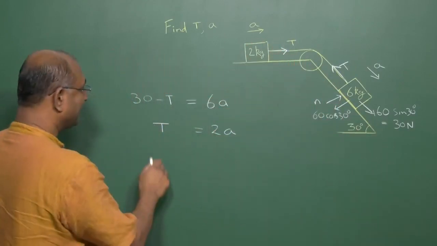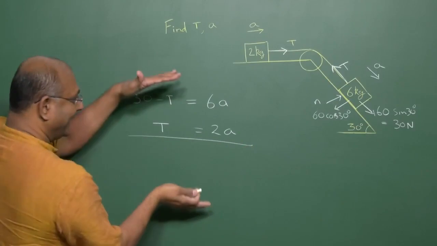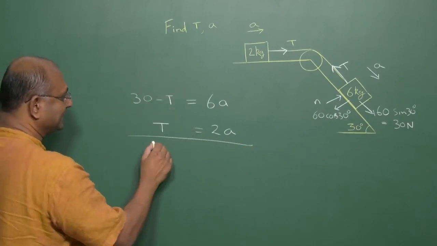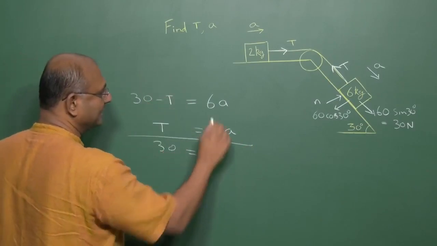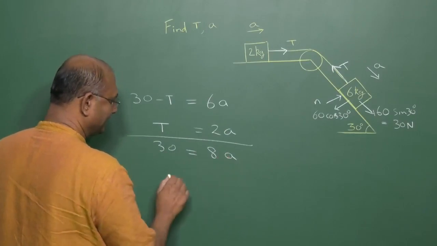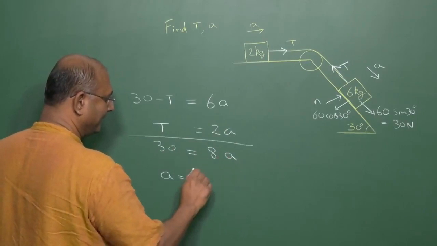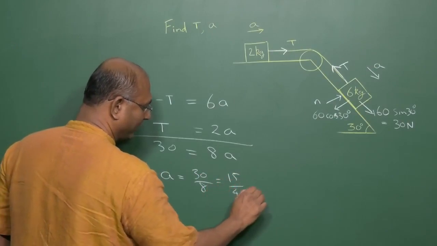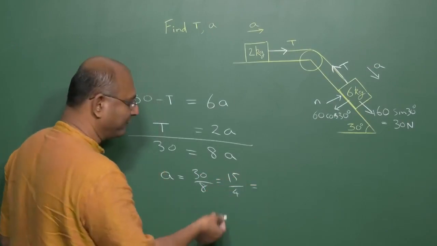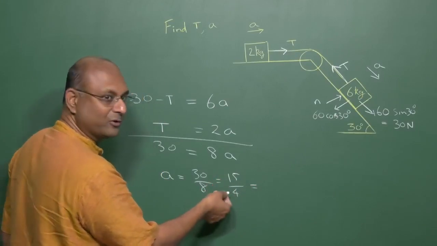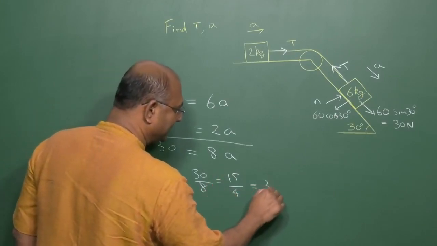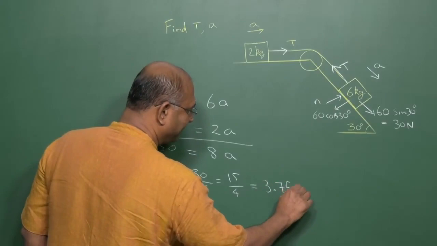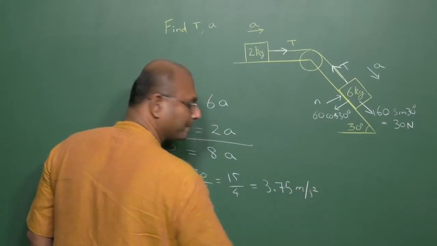There is no friction, frictionless, smooth surfaces. Okay, so that means I've got this far. If I add this up, T will cancel. 30 is equal to 8A. So what is A? 30 by 8. 15 by 4. Now you can calculate what 15 by 4 is. Basically 16 by 4 will be 4. So 15 by 4 will be 3.75 meters per second square.